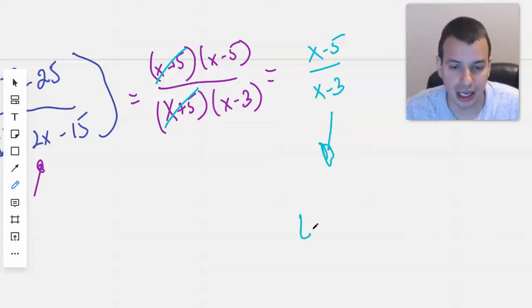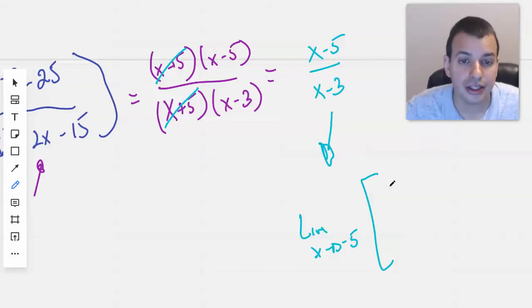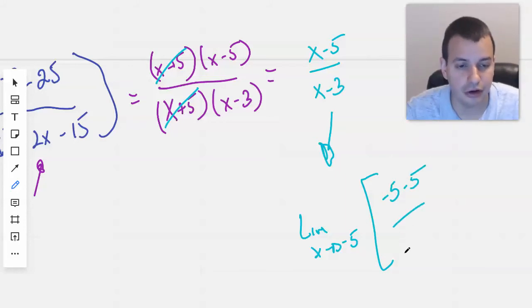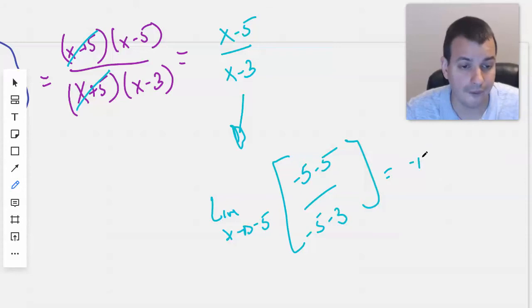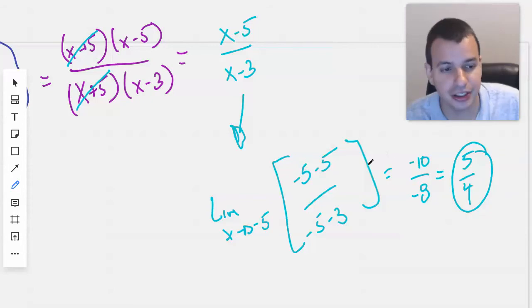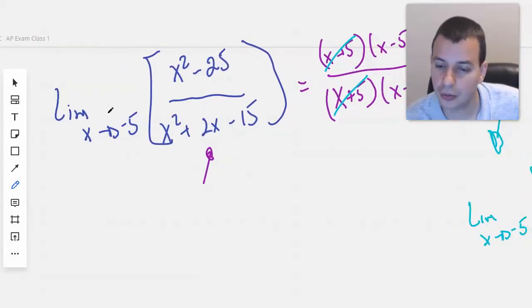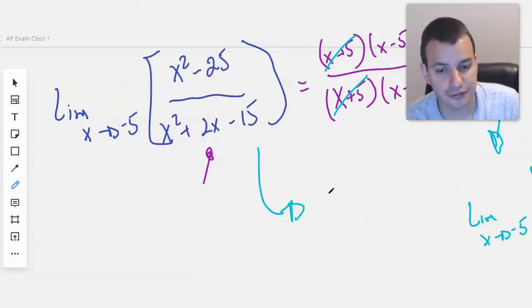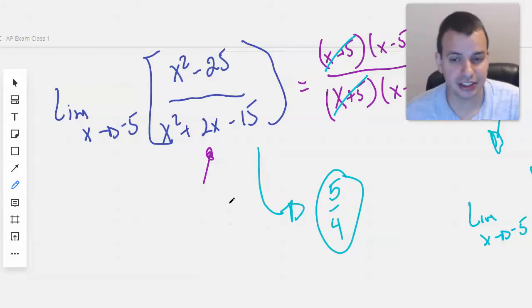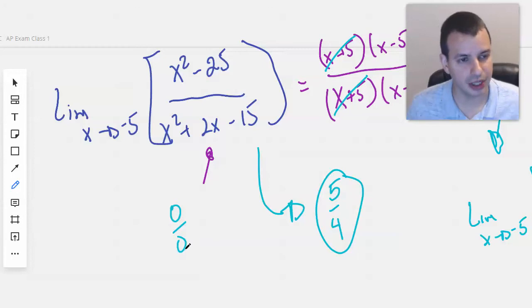If we take this and do the limit as x approaches -5, then it would be -5 minus 5 over -5 minus 3, which gives us -10 over -8, which gives us 5/4. And so what this is saying is that as x approaches -5 for this equation, we're actually going to get the answer of 5/4. And this is not the same as 0 over 0, which is an indeterminate form. It has that limit issue that we talked about.